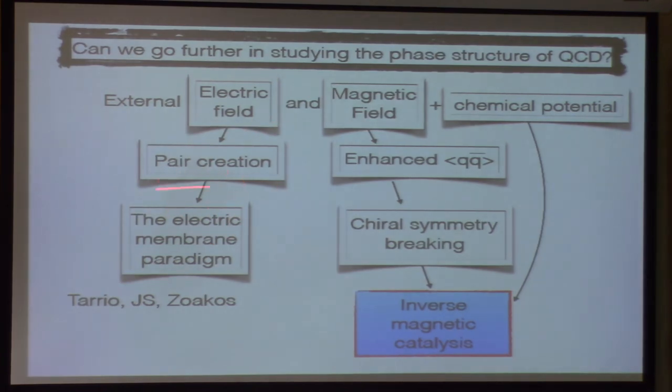So actually this arrow here is slightly misleading. All of this is on the field theory side. I take a QCD-like model, and I turn on an electric field, and I've got charged quarks, and indeed, just as in a normal model, I have pair creation from the Schwinger effect.